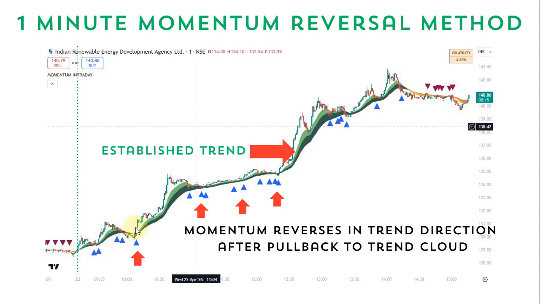This is the 1 minute momentum reversal method. Here we have created a trend cloud to establish the trend direction, and we have created this blue triangle and red triangle, which is the pullback and the momentum reversal. After a pullback, when the price is moving in the same direction, when the momentum is picking up in the same direction, this triangle signal will show. So based on the trend direction, after the pullback, when the momentum is regaining in the same direction, we will enter with a minimum risk, and we will trail this using this cloud and capture the maximum momentum move.